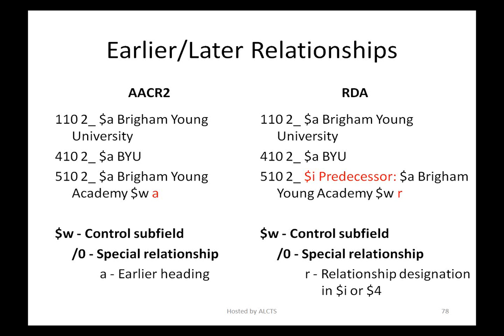Now, during the LC practice for the test, LC said to continue to use the codes A and B in subfield W for the earlier-later. And if LC and PCC implement RDA, we're going to need a consistent policy and decide what we all will do, because I don't think we want some people using the RDA relationship designators while others use the codes A and B for earlier-later.